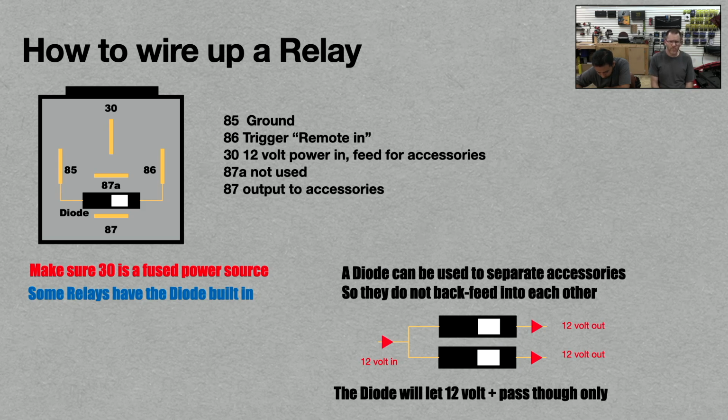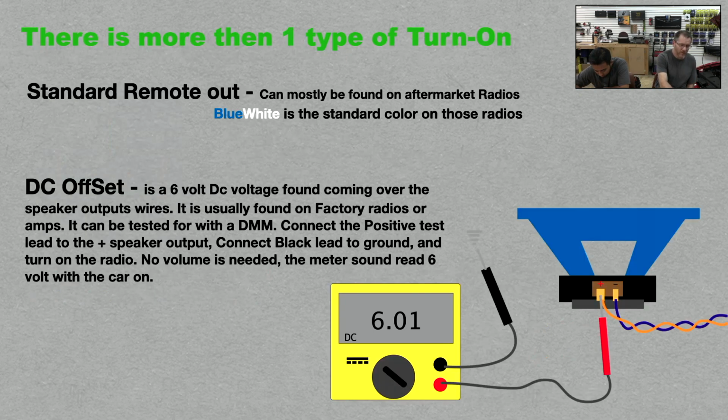Diodes will let 12 volts positive pass through only. Diodes are directional. If you wire them up backwards, they will not work properly for what you're trying to do. If we're trying to pass 12 volts, the stripe is towards the device. Okay, moving on.